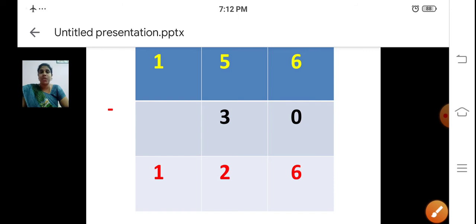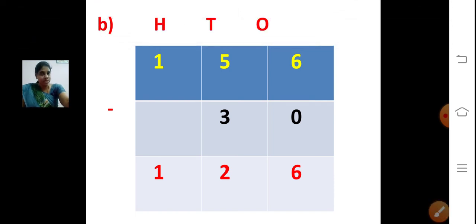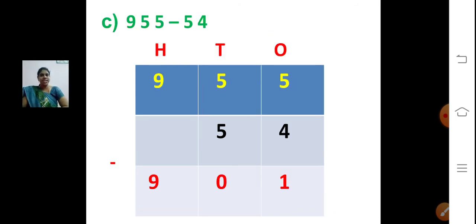Now I'll repeat it one more time. 156 minus 30. What do we have to do? First we have to subtract the ones place. 6 minus 0 is 6. Write it down. Then 5 minus 3, 2. Then bring down that 1. So the answer is 126. Now let's move on to the next sum.